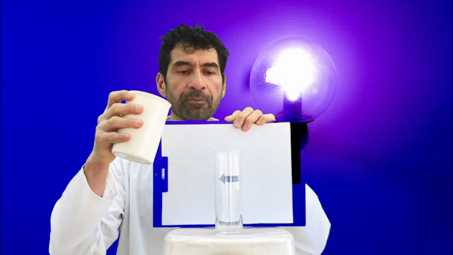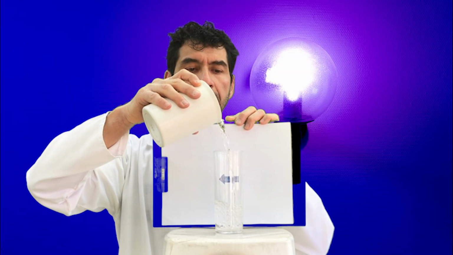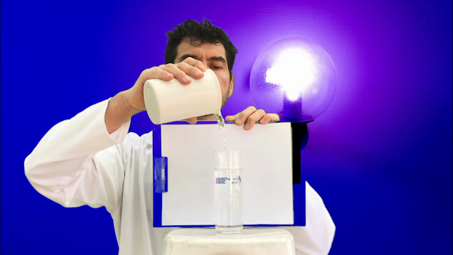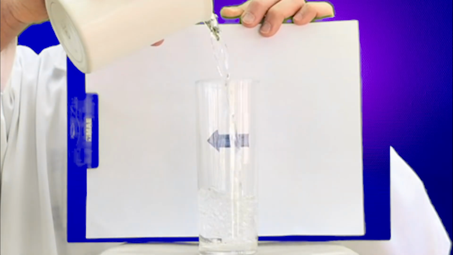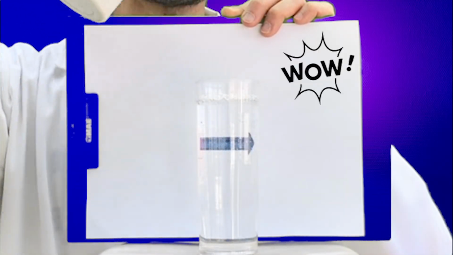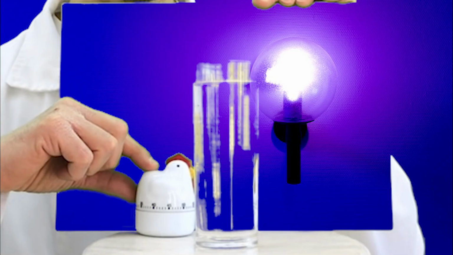Let's see what happens. This is refraction. The light travels from the image through the air, then through the glass into the water, and finally out of the glass and into the air once more before it reached our eyes.